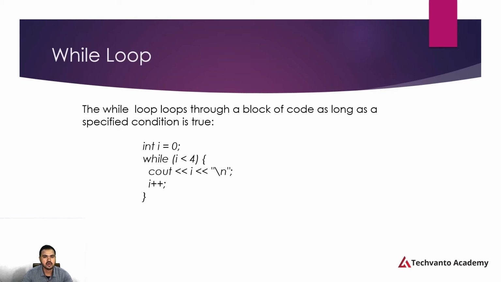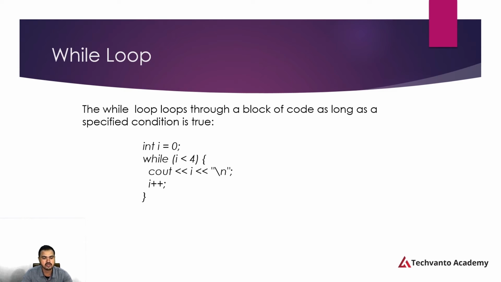Coming to the while loop, first we need to initialize a variable. Then when the condition in the while loop is satisfied, only then does it execute the statements inside the while loop. Otherwise it terminates out of the while loop. So this is how the while loop works.